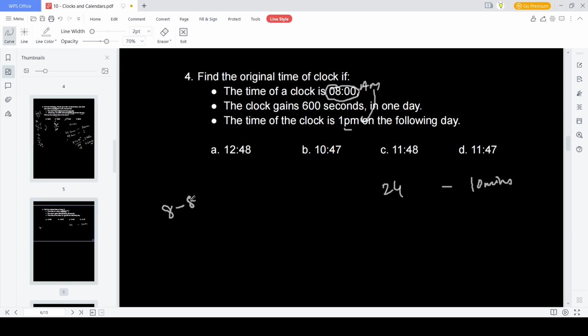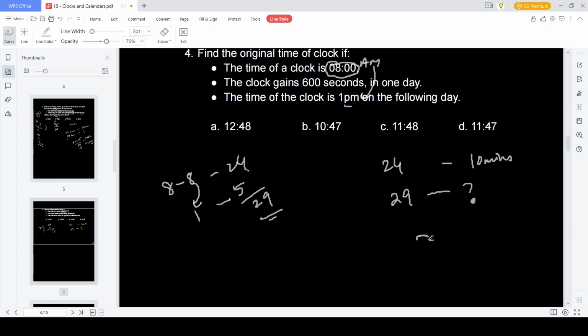Let's also calculate from 8 a.m. to 1 p.m. on the next day how many hours there are. 8 a.m. to 8 a.m. there are 24 hours. 8 a.m. to 1 p.m. on the same day there are 4 hours till 12 and 1 hour, so 5 hours. So 29 hours have passed. In 29 hours how many minutes did it gain? We get 290 by 24 minutes, which is nothing but 12 minutes gained. So if the time is 1 p.m., it's not 1 p.m. It is 1 minus 12 minutes, so that comes as 12:48 p.m. as the actual time.